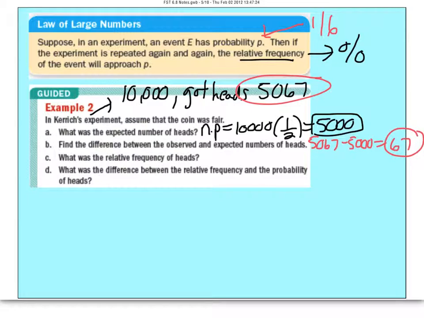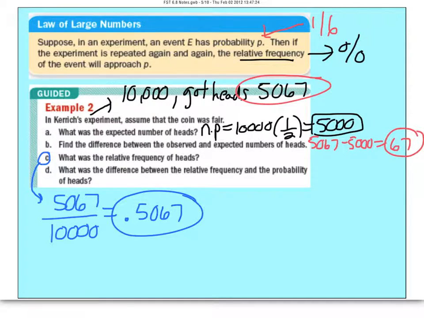Part C, what was the relative frequency of getting heads? Well, his relative frequency, the theory says 1/2, but what did he get? He got this much out of 10,000. And if you do that, you'll get 0.5067. Now keep in mind, in theory, the probability is 1/2 or 0.5.